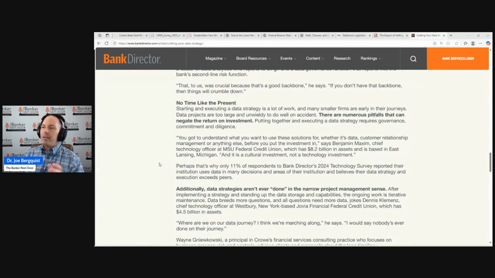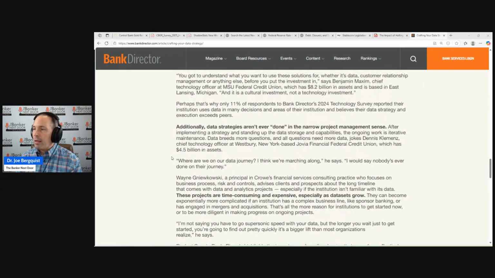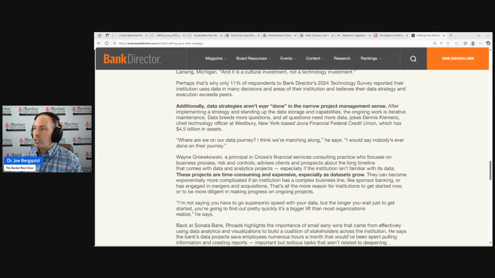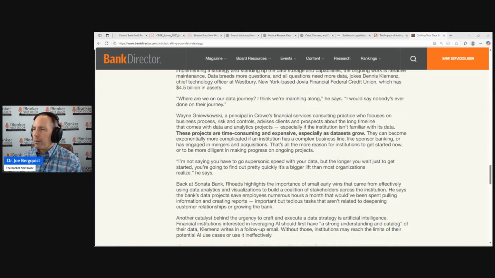So then the article concludes, and I'm not going to read through the rest of this whole thing. It basically says no time like the present. And it says there are numerous pitfalls that can negate the return on investment. Yes, we definitely understand that. Additionally, data strategies aren't ever done in the narrow project management sense. In other words, this is continuous evolution. And hopefully it's getting better and better.